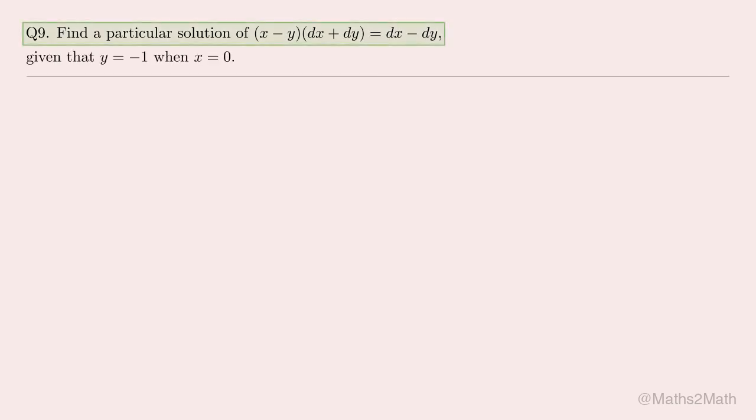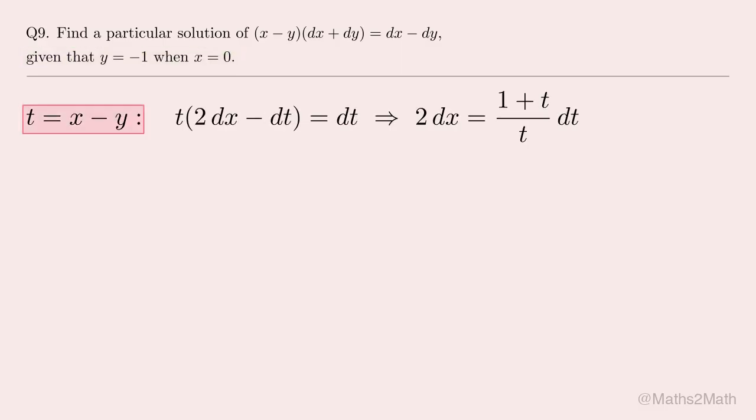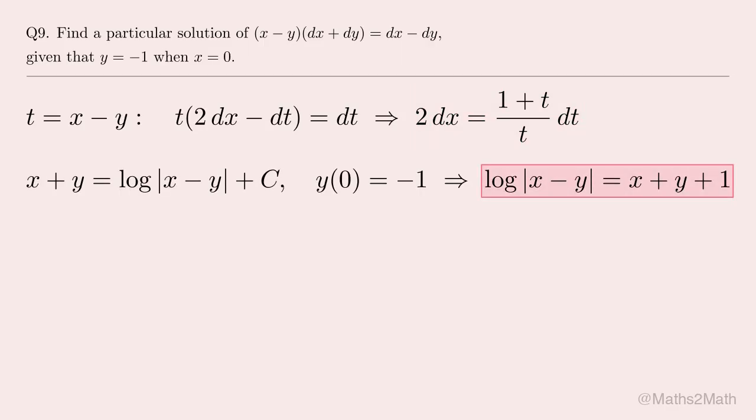Question 9. The hinted substitution t equals x minus y. The equation becomes separable in t and x. With t as x minus y, dt is dx minus dy, and dx plus dy is 2dx minus dt. Separate. Integrate 2x equals log t plus t, back in x and y with the condition c is 1, giving the log form.